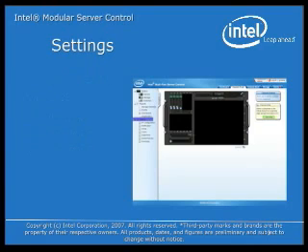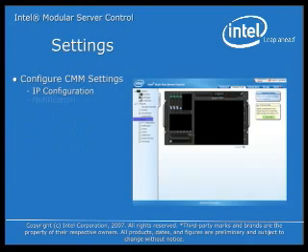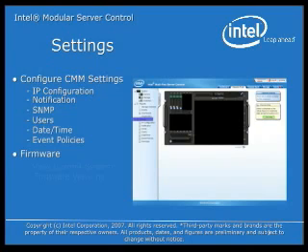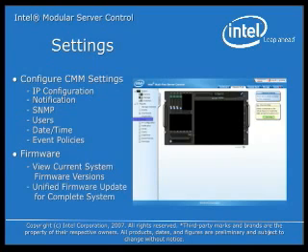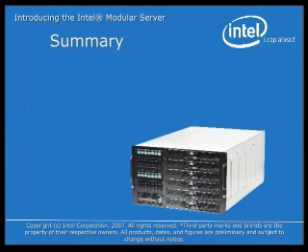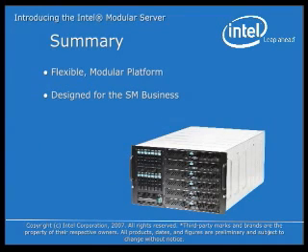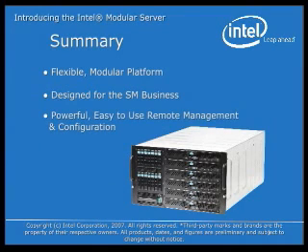Under the Settings menu, you can configure the Chassis Management module, including IP, Notification, SNMP, Users, Date and Time, and Event Policies. You can also view firmware under Settings, including the current system firmware version and a unified firmware update for the complete system. In summary, the Intel Modular Server is a flexible, modular platform server solution designed for the small to medium business. The Intel Modular Server is powerful and contains easy-to-use configuration and 100% remote management capabilities.